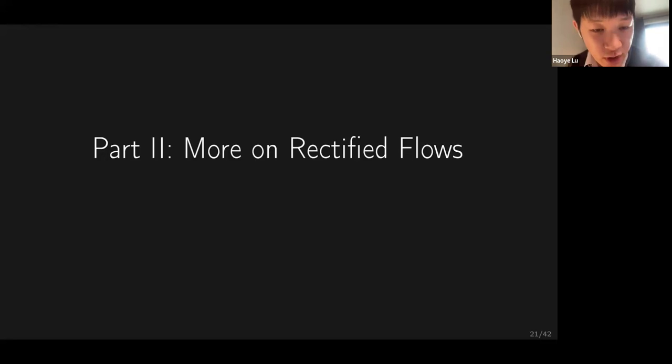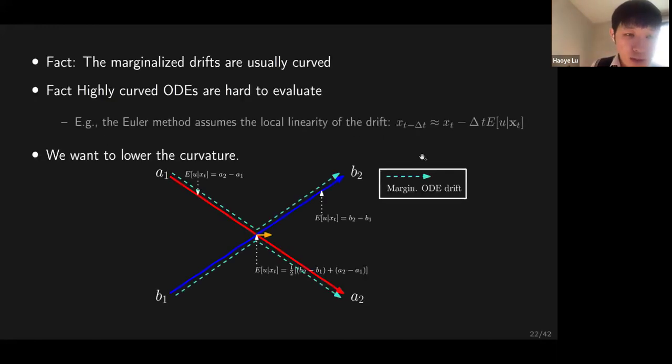Okay, this is everything about part 1. Then in part 2, I will discuss more about rectified flows, especially reflows. A big fact here is that the marginalized drifts are usually curved. For example, in this toy example, when we marginalize the drift, we will have a high curvature at the intersection point. And this high curvature is harmful because it makes it super hard for the ODE solver to solve it.